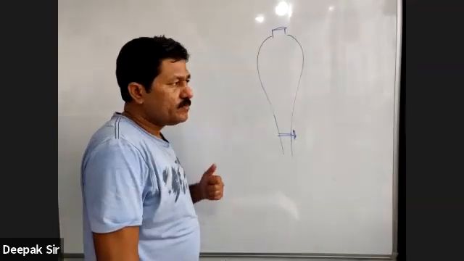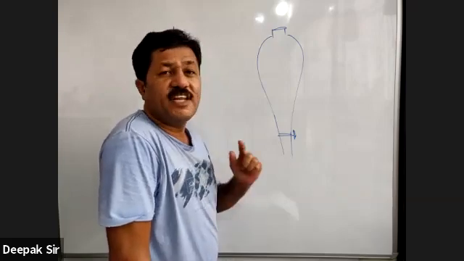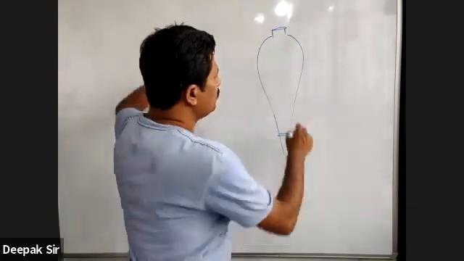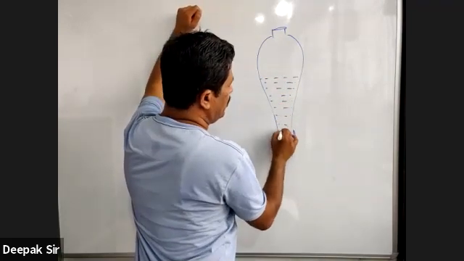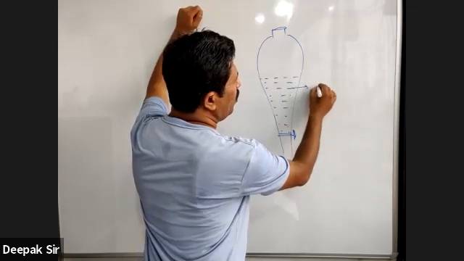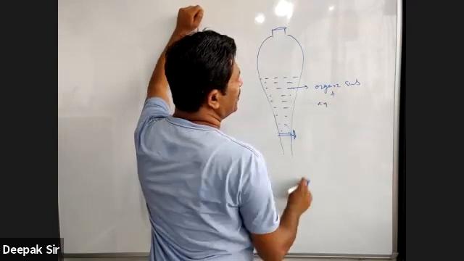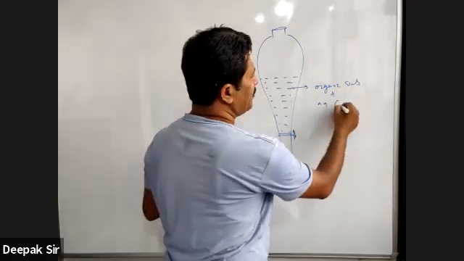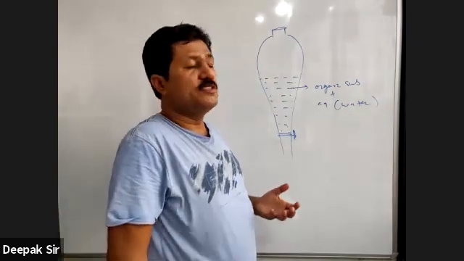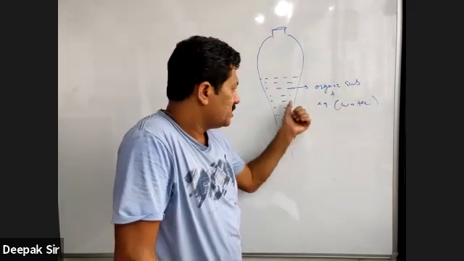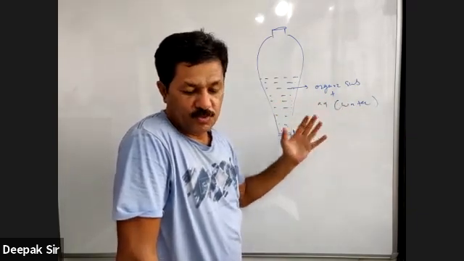Now we'll take the organic substance which is present in an aqueous solution, that is, in water. Suppose this is the layer of aqueous substance. Aqueous means water. So we have an organic substance which is soluble in water. This is the solution of organic substance in water, that is, an aqueous solution.